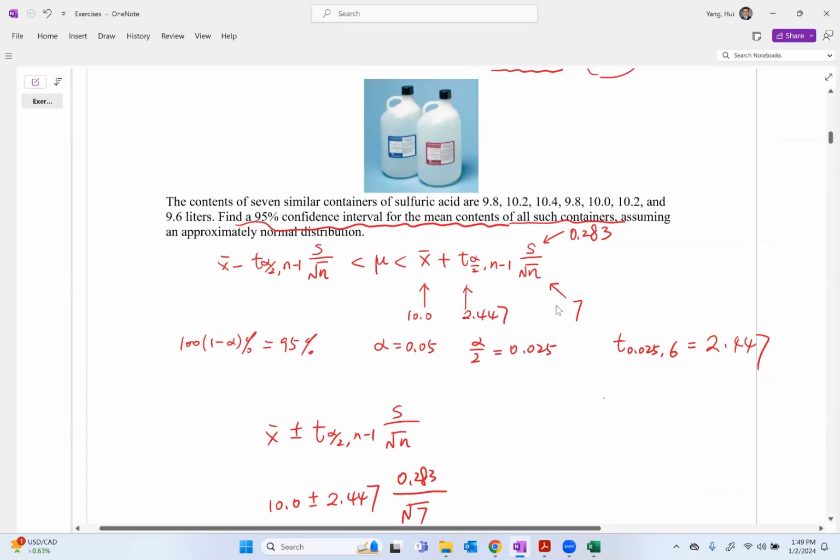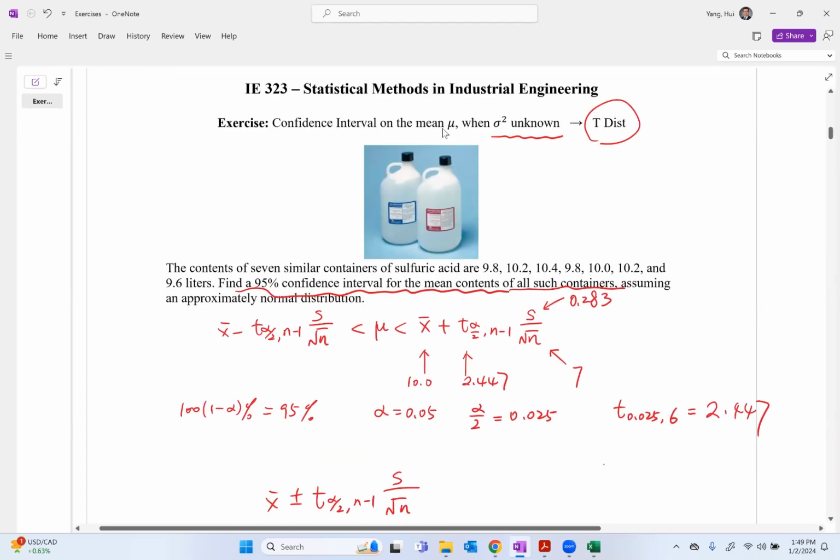So this concludes our exercise for the confidence interval on the mean mu when the population variance is unknown. In this case, we replace the population standard deviation with the sample standard deviation. And because we did such a replacement, we use the t distribution instead of the z distribution.